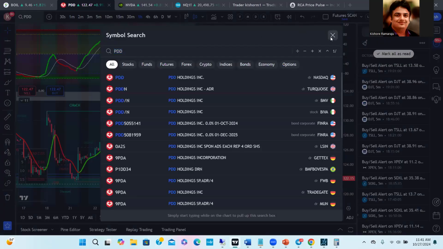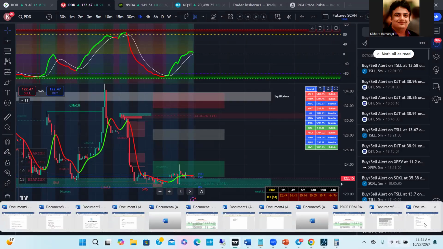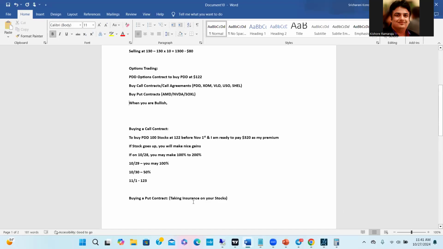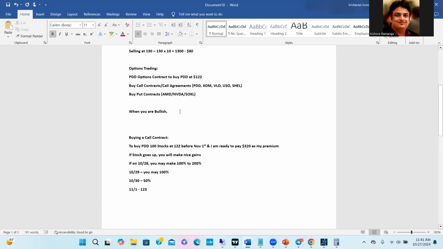Whenever you are bullish, you can also do one more thing, right? Stock market is all about you can be a buyer, you can be a seller. You can buy calls or you can sell puts. You can also sell puts at this point. When you are bullish about something, you can be that insurance company. You can collect the insurance.